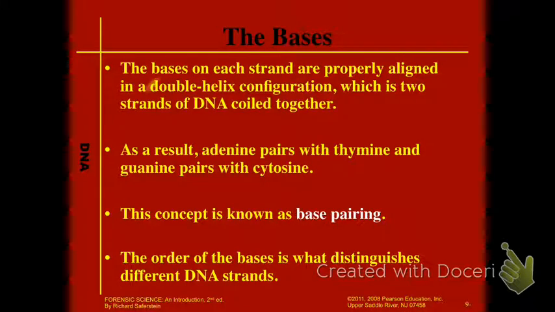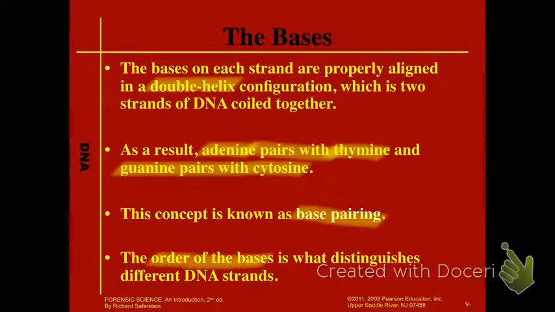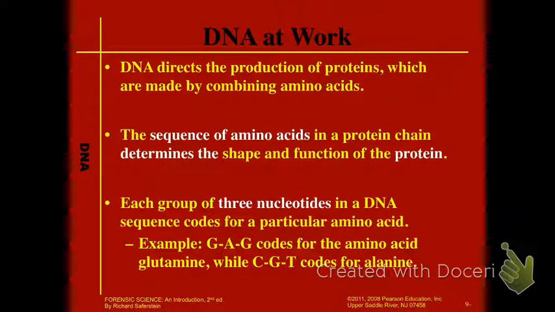The shape of DNA is called a double helix, and the bases pair together very specifically. Adenine pairs with thymine, and guanine pairs with cytosine. Like I said before, the order of the bases is what distinguishes different DNA strands and ultimately produces different proteins that do different jobs in our bodies.